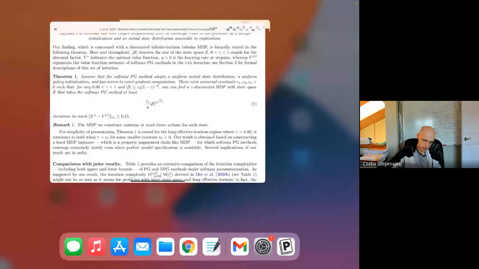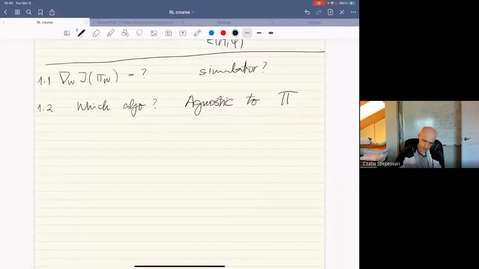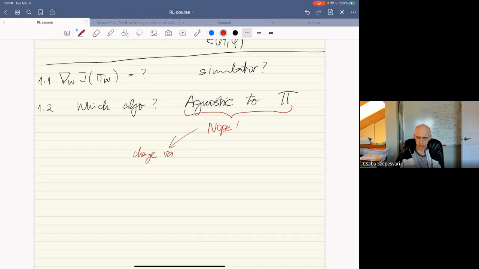So this doesn't work. You have to be careful. Either you have to maybe change the vanilla PG method, or you have to be really careful in choosing this policy class if you want to stick to the vanilla PG method.